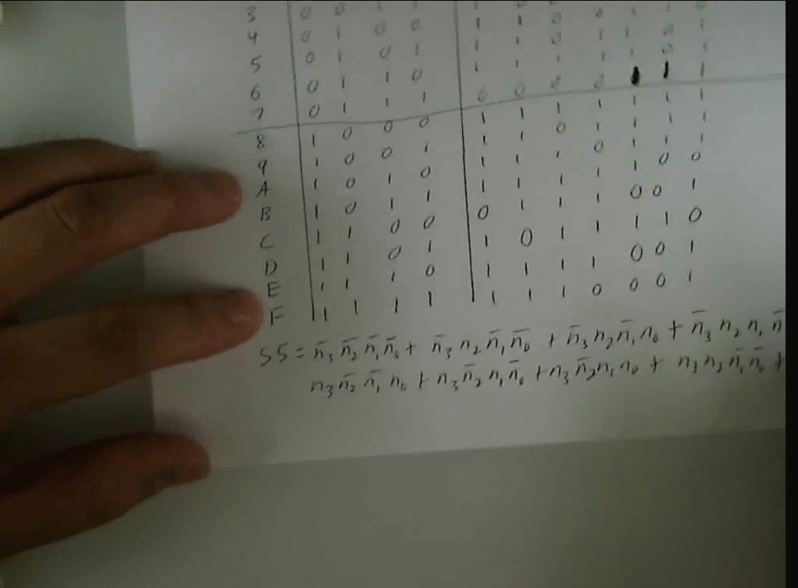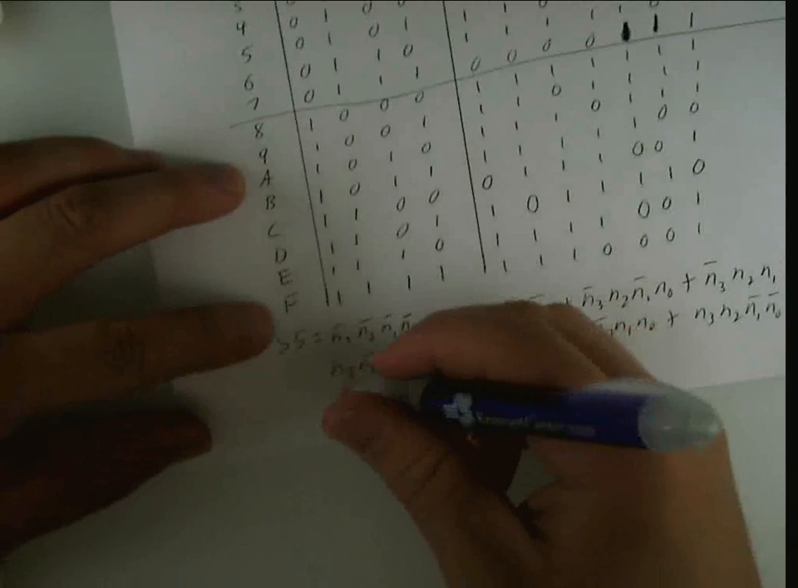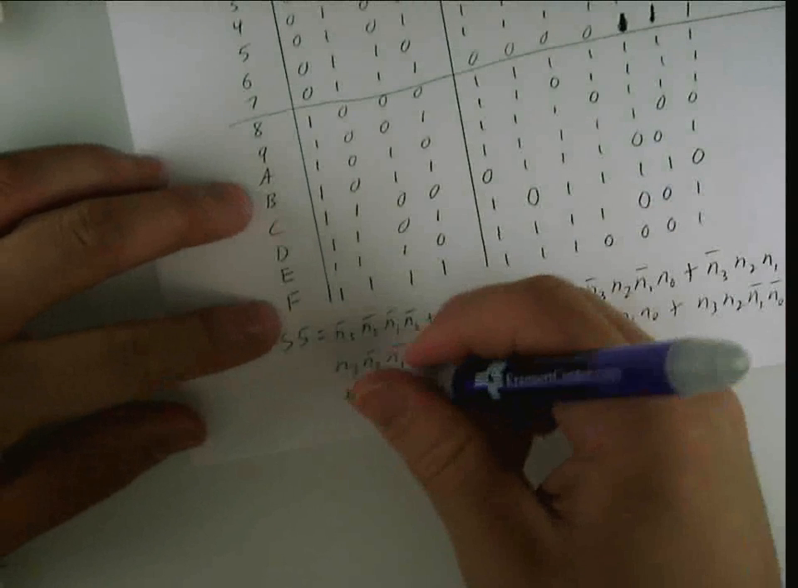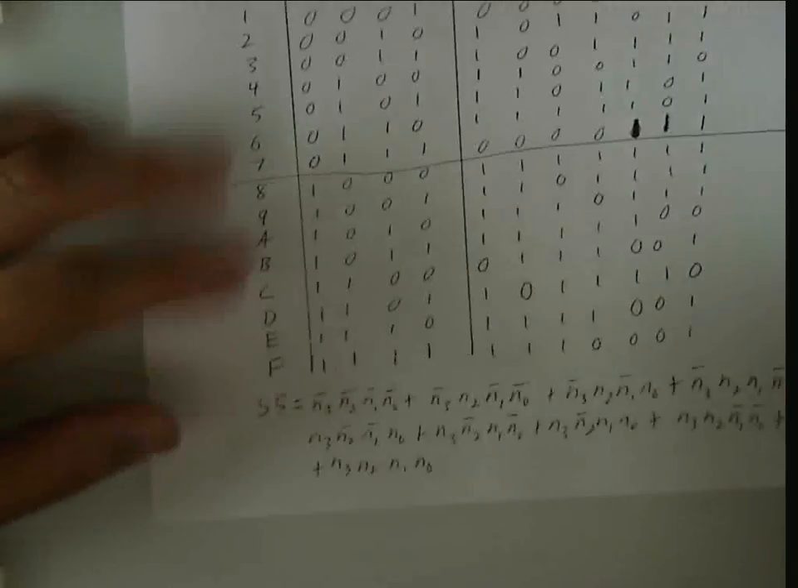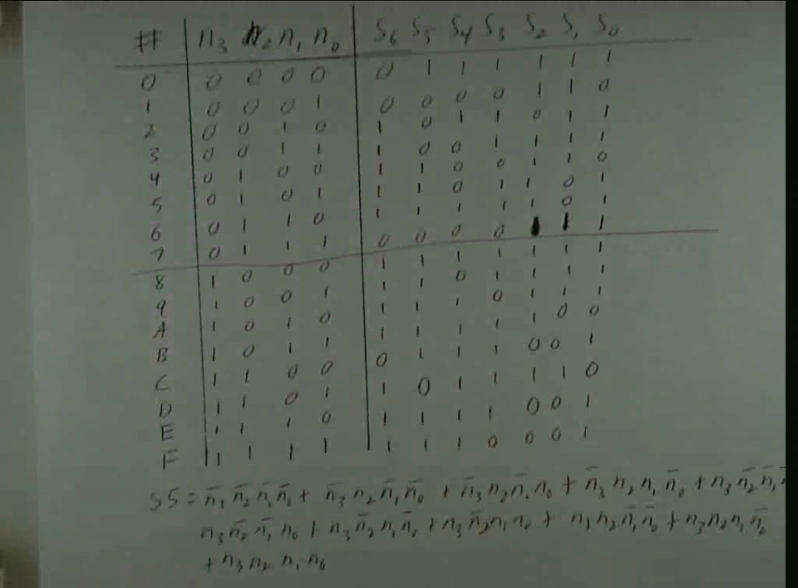And then we've got E, which is N3, N2, N1, and N0 bar, or N3, N2, N1, and N0. And I'm fairly certain you don't want to watch me do S0 as well, as it's going to take just as much time. So that is it for this video.